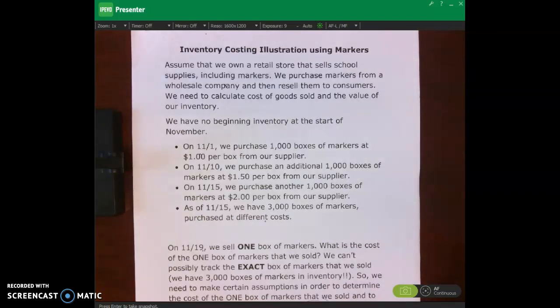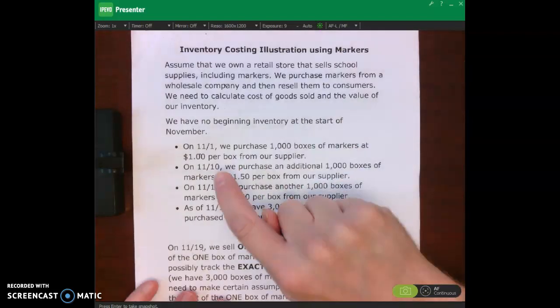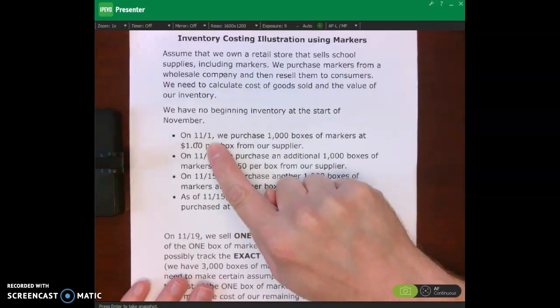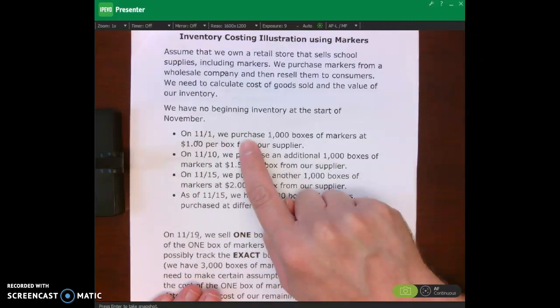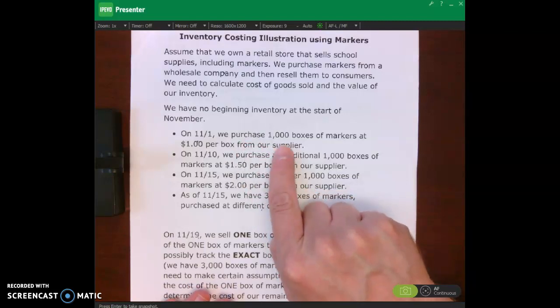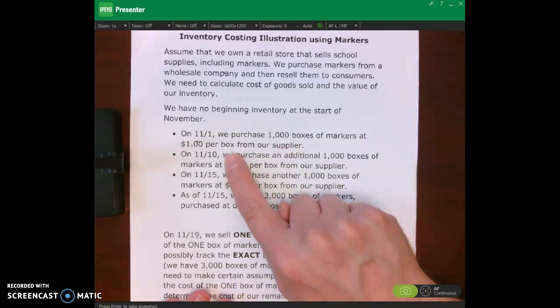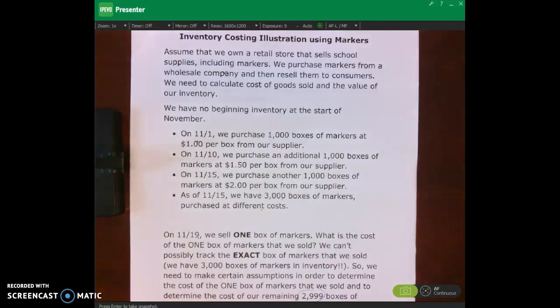And so what happened, let's look at this situation, is let's say that on November 1st, we are the small store that sells markers and other school supplies. We purchase 1,000 boxes of markers at $1 per box from our supplier. So we buy these 1,000 boxes of markers from our supplier, and each box costs us $1.